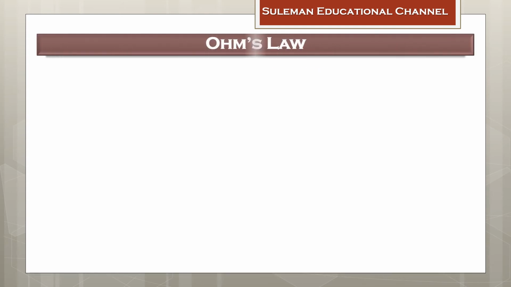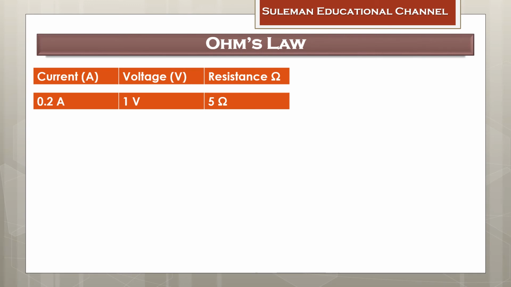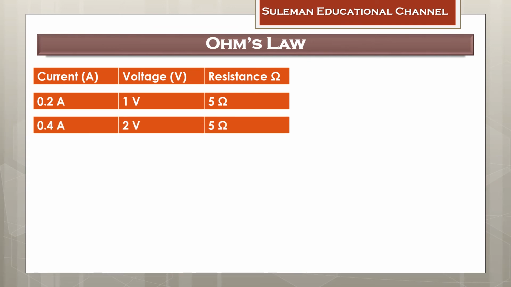Now we will discuss Ohm's law in detail. According to Ohm's law, voltage is directly proportional to current when the resistance is constant. For example, if the voltage is 1 volt, the current is 0.2 ampere, so the resistance is 1 divided by 0.2, the resistance is 5 ohm. Similarly, if the voltage is increased from 1 to 2, then the current also increases from 0.2 ampere to 0.4 ampere, and the resistance, that is equal to 2 divided by 0.4, is equal to 5 ohm. It does not change, it is kept constant.